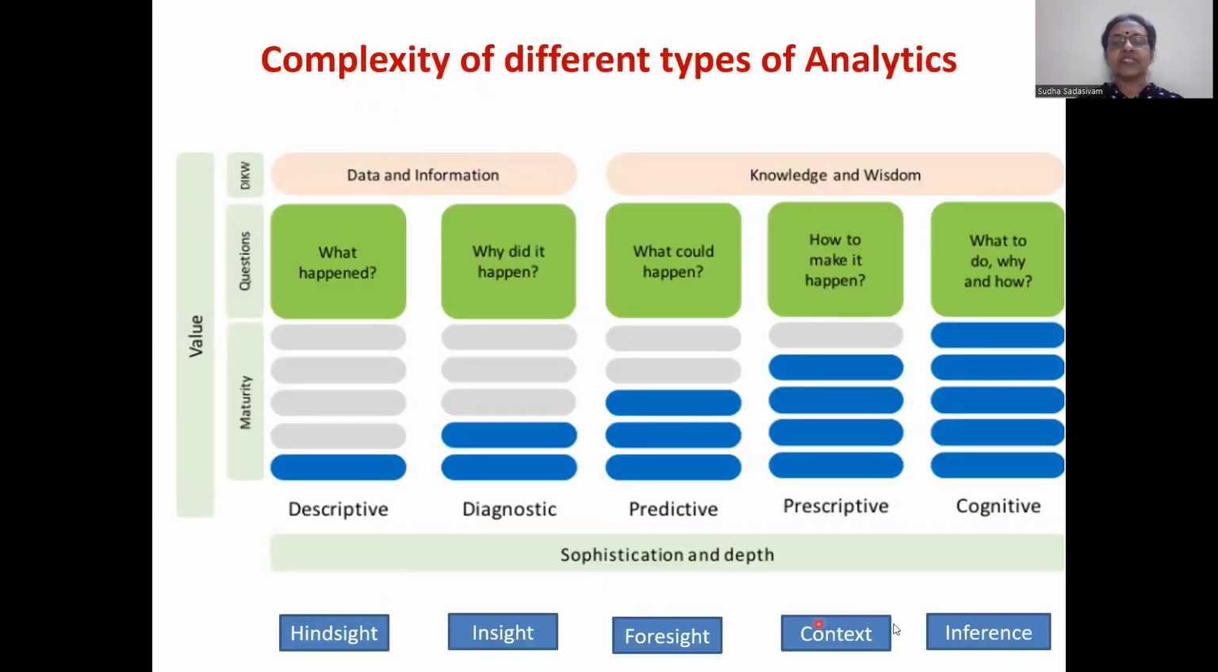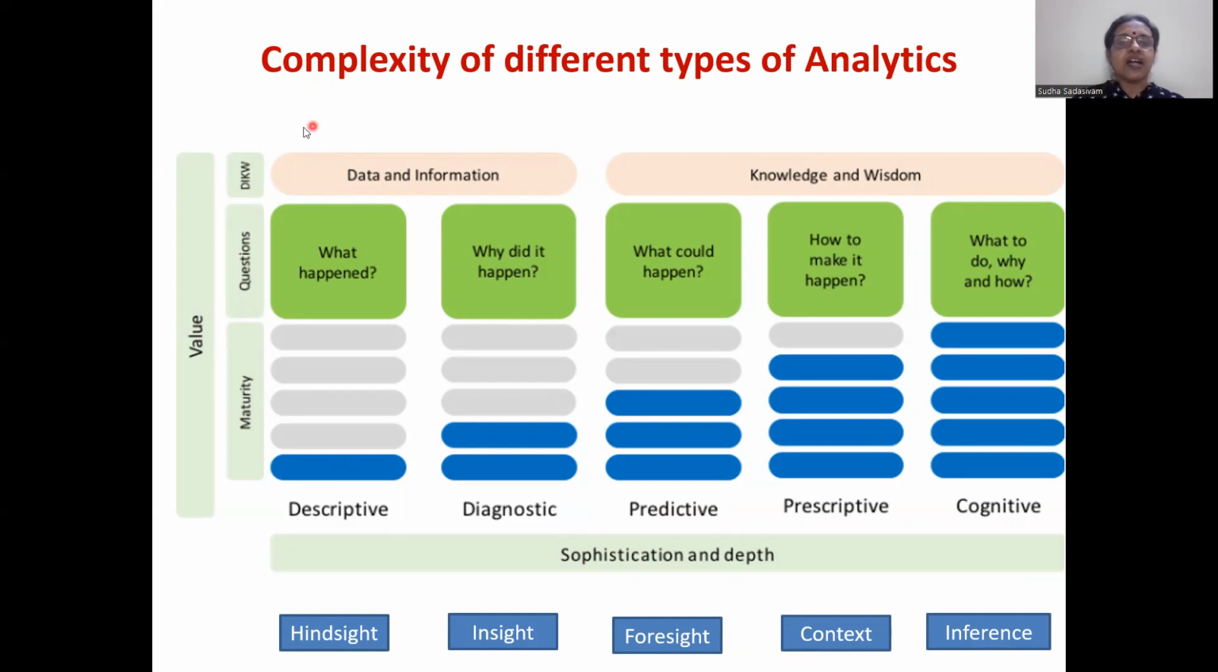So this gives the complexity of the different types of analytics. Descriptive analytics basically gives a hindsight on what data is present. Diagnostic analytics tells us why this has occurred, so it is called insight. Predictive analytics tries to identify something in the future, so it is foresight. Prescriptive analytics tries to identify the context connected with predictive analytics. Therefore, it is called contextual in nature. And finally, cognitive analytics causes an action to occur.